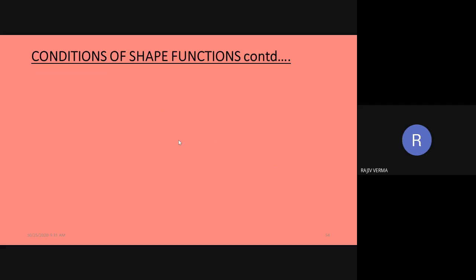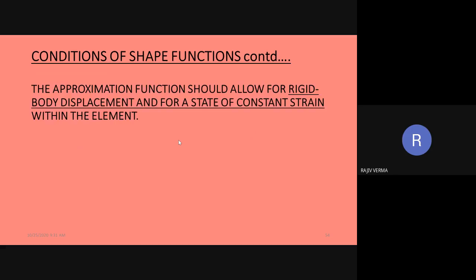Now let us come to some other aspects. The approximating function should allow for rigid body displacement and for the state of constant strain within the element. The mathematical formula which has been chosen to represent displacement should allow for rigid body displacement and for the state of constant strain within the element. And this we are going to discuss in detail.